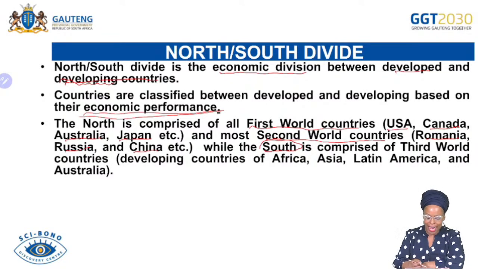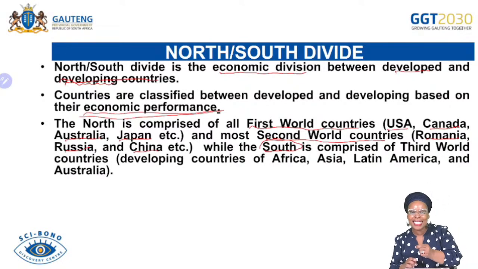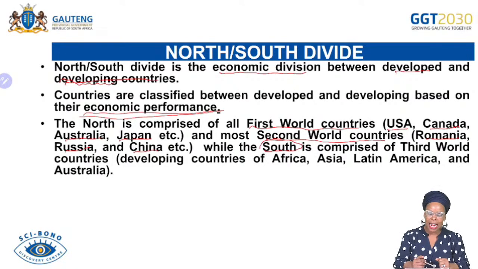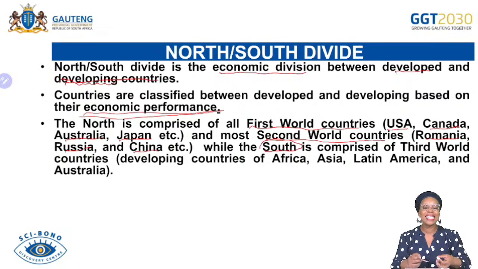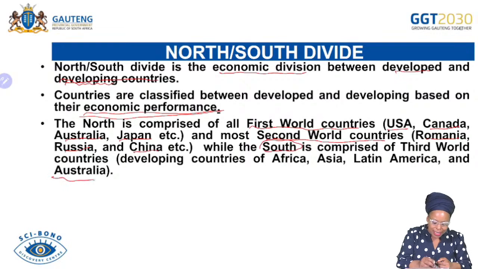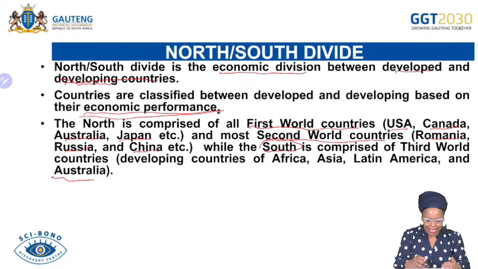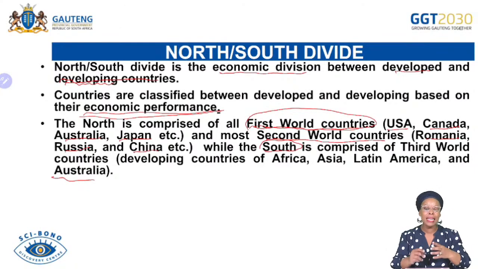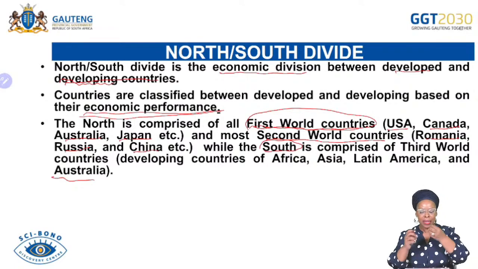You will realize that the third world countries comprise developing countries in Africa, developing countries in Asia, developing countries in Latin America, and developing countries in Australia. As much as Australia is regarded as a first world country, as being developed and classified as a country from the north, in Australia there are developing countries, which fall under the South.